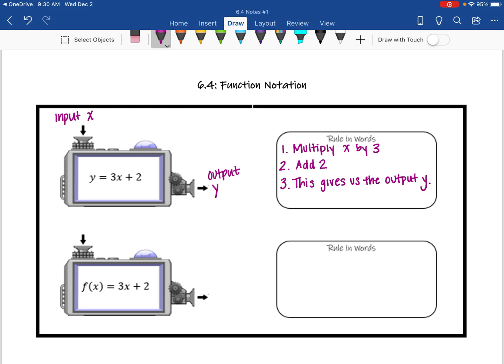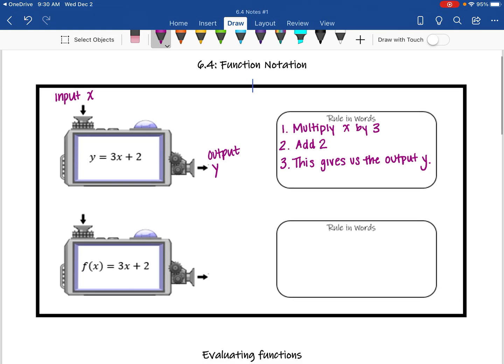Okay, when we talk about function notation, we're still talking about the same process. It's just the notation is different. So when we look at this second machine, we no longer have y equals 3x plus 2. We have f of x equals 3x plus 2.